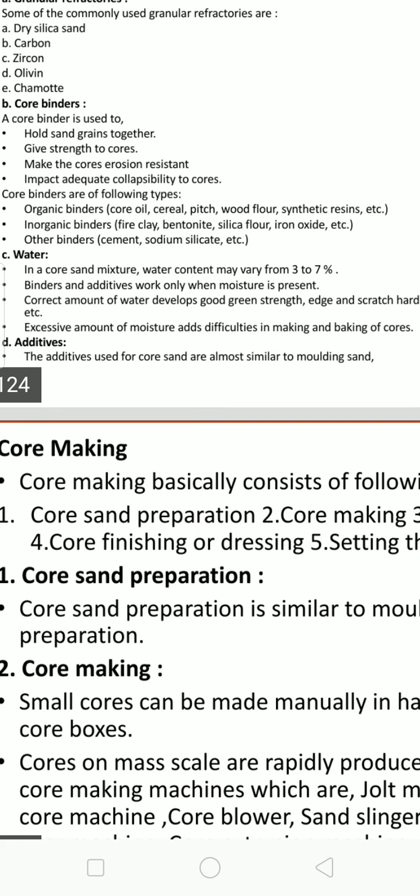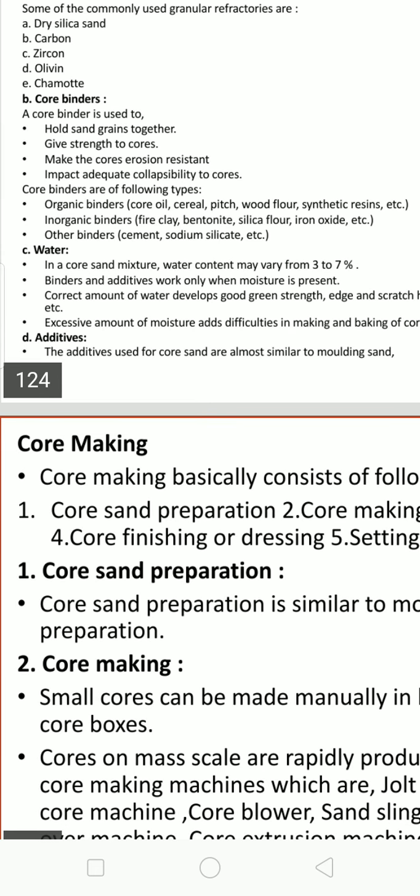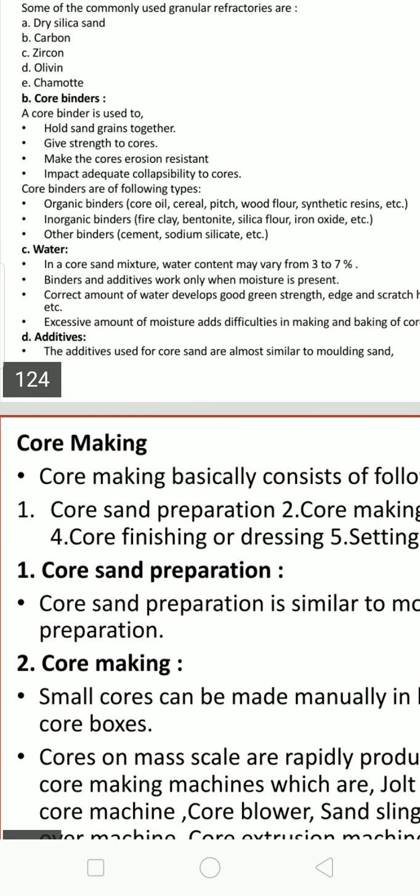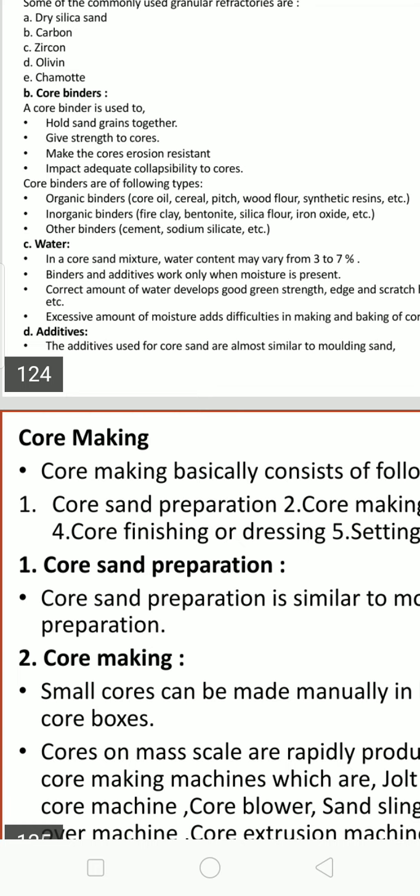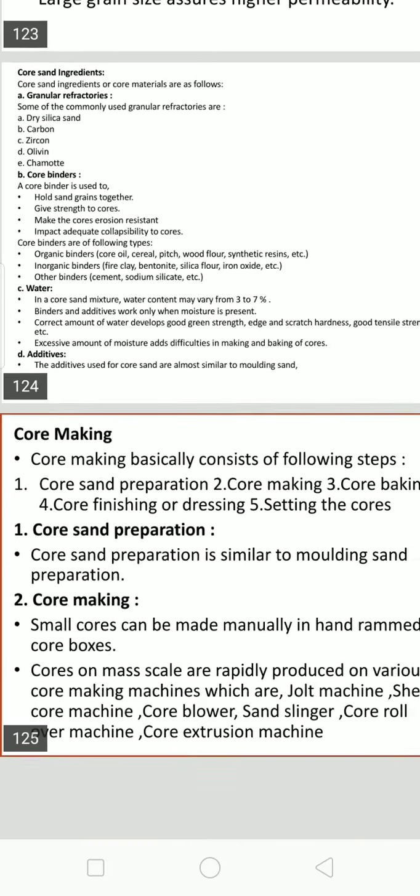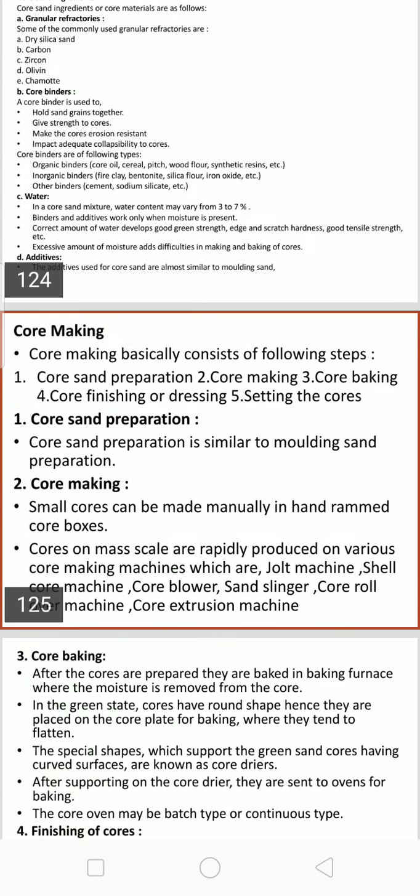Even during preparation itself it poses a problem, and during baking extra heat is required. Handling is also somewhat difficult, and at that time the core may break. The additives used for core sand are almost similar to molding sand, depending upon the property of the core sand to be enhanced. Accordingly, a few additives can be added.